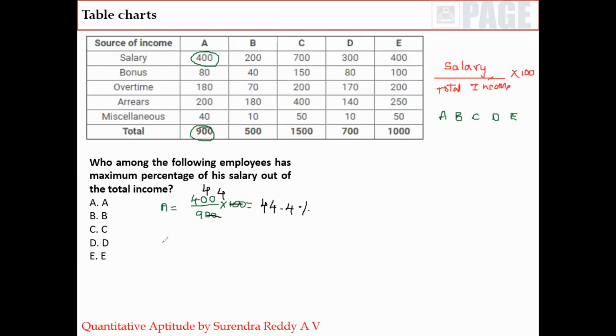So what about B? How much did you get for B? 40%, which is 200 by 500 to 100. Yes, perfect. What about C? 700 by 1500, right?